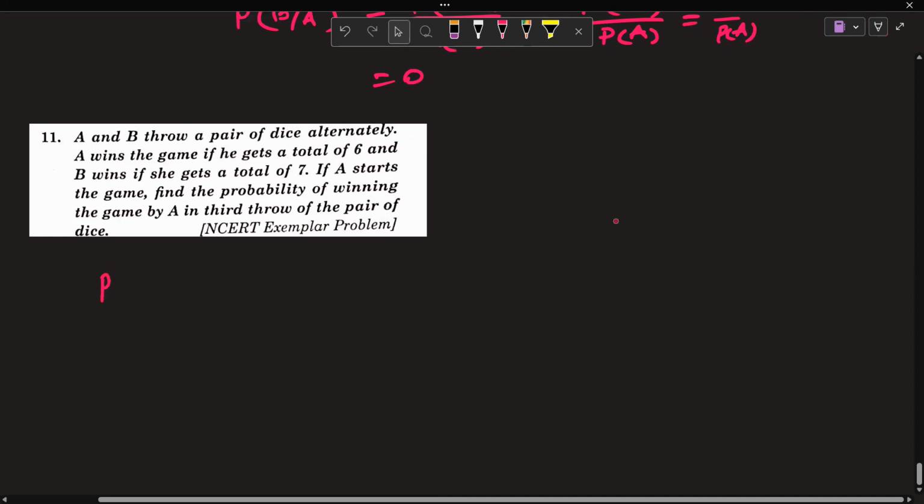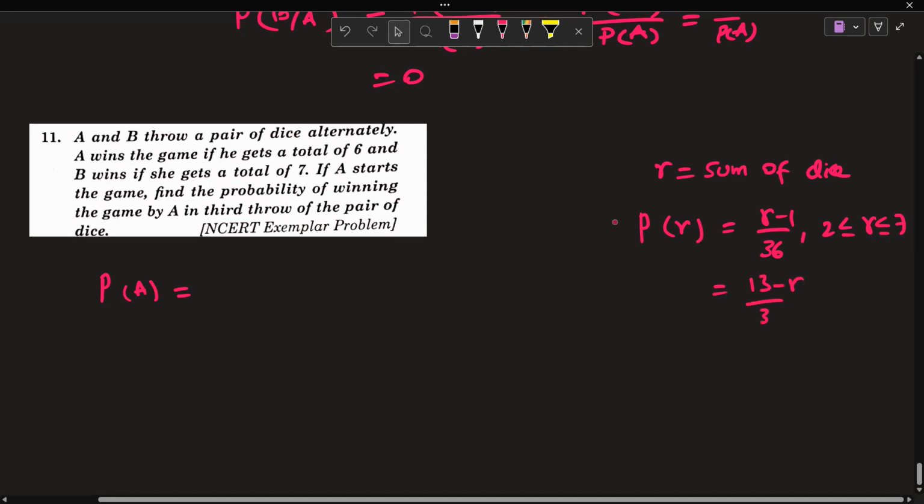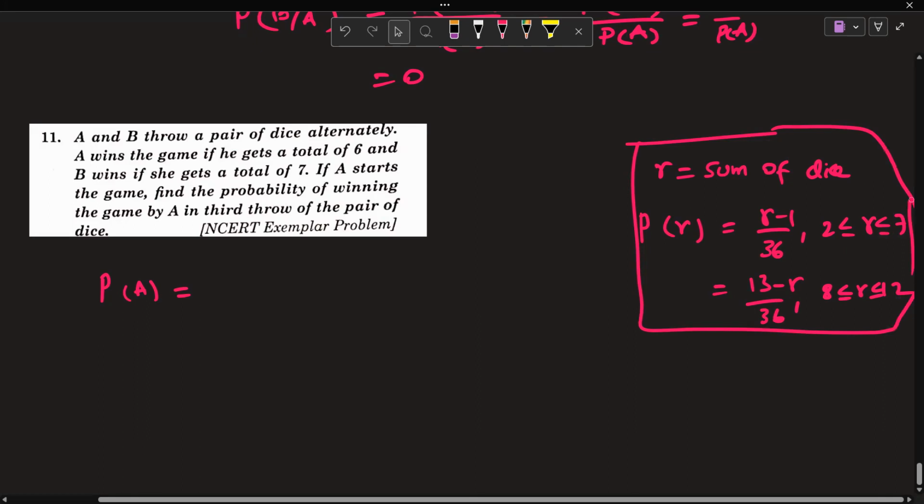Let's calculate the winning probability of A. Can you tell me what is the winning probability of A? How much is the probability of getting 6? Let R be the sum of the dice. P of R is equal to R minus 1 by 36 when the sum is 2 less than or equal to R less than or equal to 7, and 13 minus R by 36 when 8 is less than or equal to R less than or equal to 12. These are the formulas you should learn. Copy these formulas.